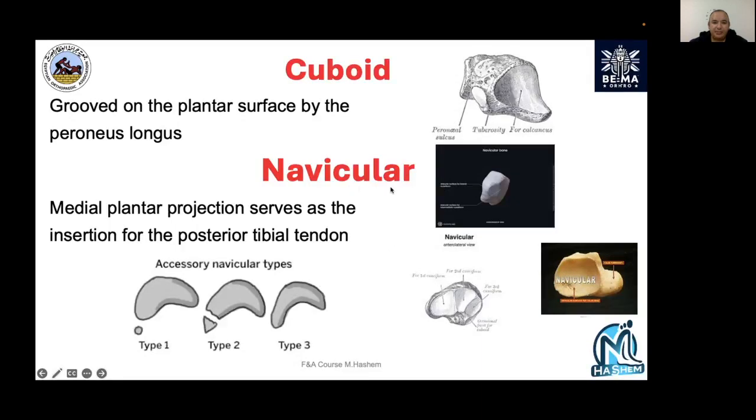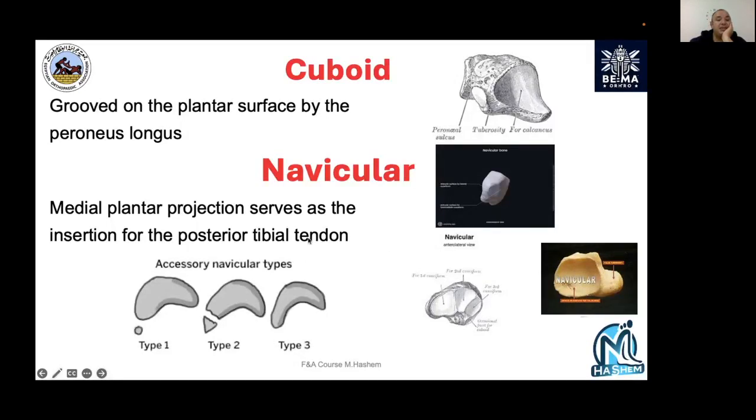The navicular is very important. Remember these pictures to show you that the cuboid and navicular are very big bones. When you go and fix, you will see the navicular is a really big bone, and it has this wedge shape, or what we call semilunar shape.